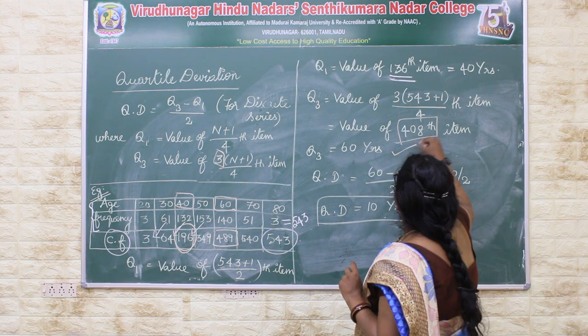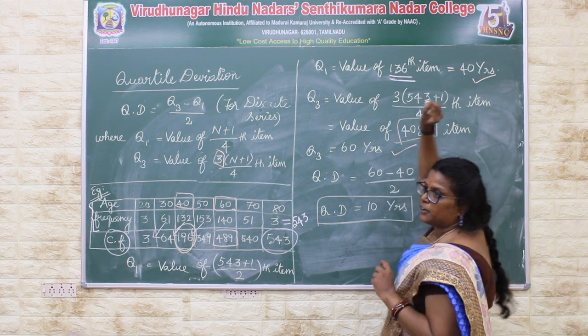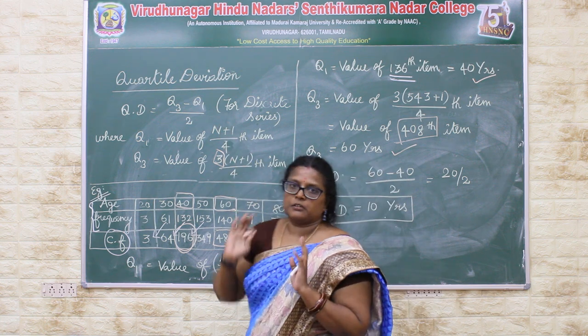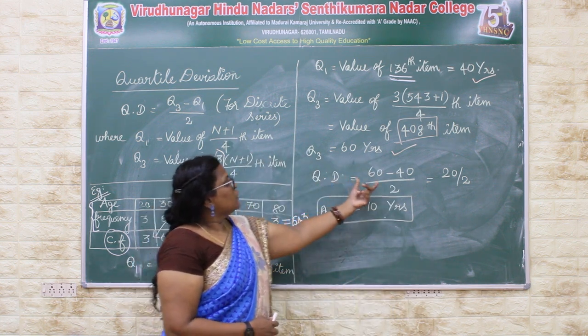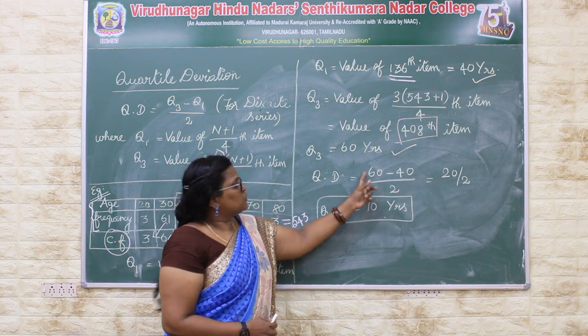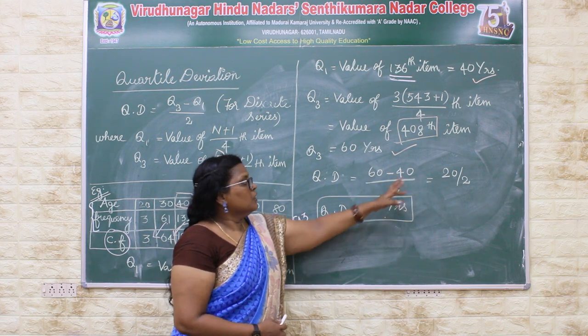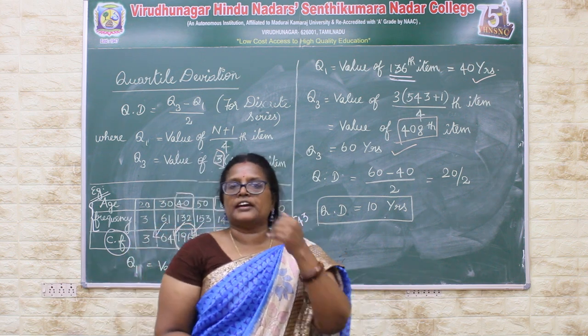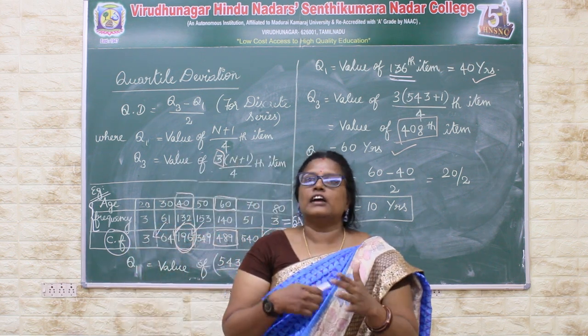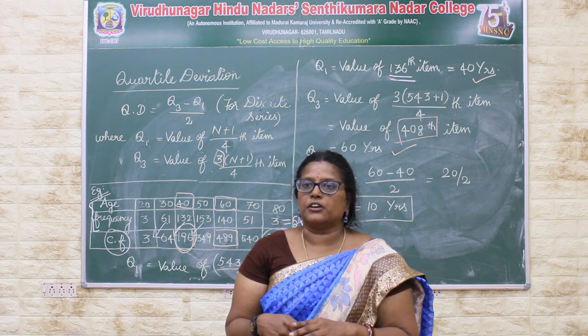Now we have found Q3 and Q1, and we just substitute them in the formula. Quartile deviation is (Q3 minus Q1) divided by 2, so (60 minus 40) divided by 2, which is 10 years. So this is how we find the quartile deviation for a discrete series.